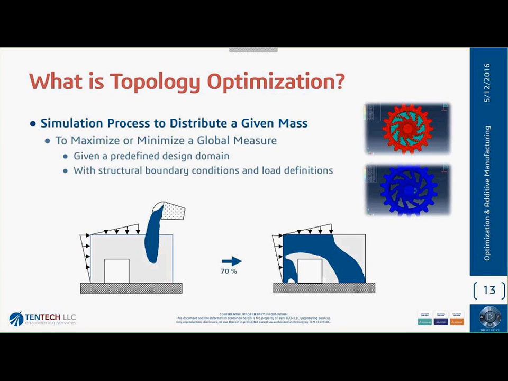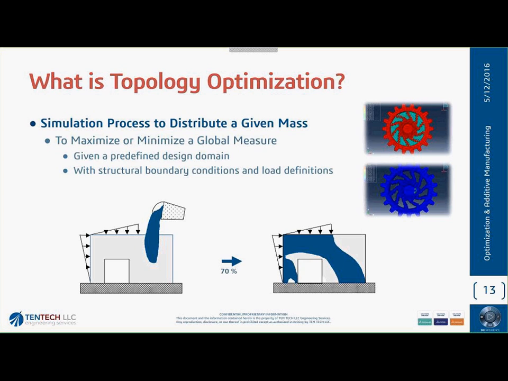What is topology optimization? Well, in short, it's a way of distributing a given mass to satisfy a certain number of conditions. We have a design domain that's given to us, and we have a number of structural loads and boundary conditions that are given to us. So if you look at the bottom, in a way you have your design volume, and we're pouring material to satisfy the conditions.